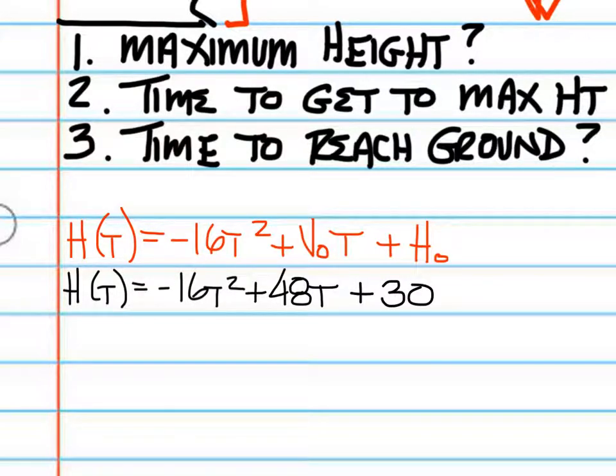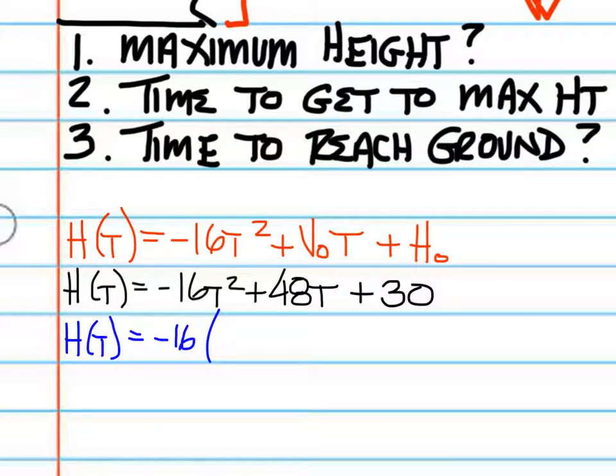You must complete the square in order to find the maximum height that the ball reaches, the time it takes to get there, and then you can solve by completing the square to get the time that it took to hit the ground when it came back. I am going to have to factor out this negative 16 and divide the first two terms by negative 16.